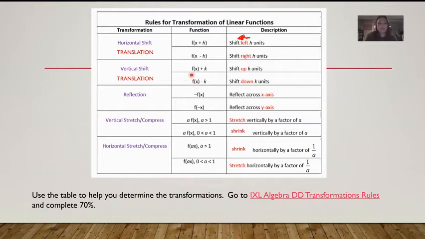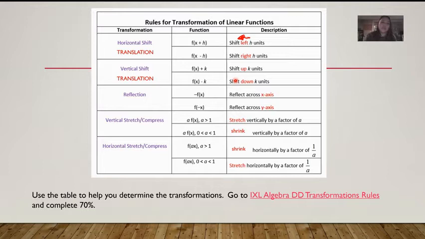Then we have f of x plus k. Now this is what we call a vertical shift or a vertical translation. So that means you're going to translate it up or down, versus horizontal, where you move left or right. So if I took f of x, meaning if I took a function and I add a number to it, it's going to change the y-intercept. So that means I'm going to shift it up. Okay, so if I add, it's going to shift up. If I have f of x minus k, I'm going to shift the whole graph down a certain amount of units.